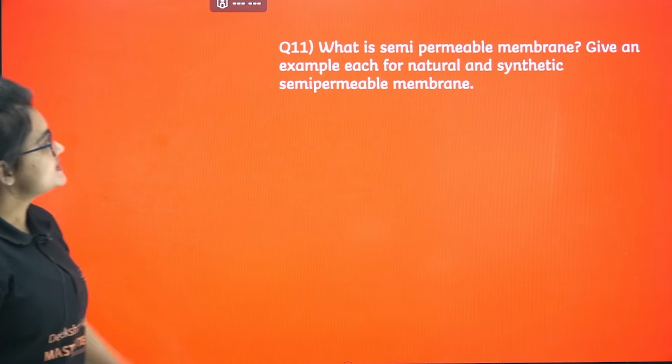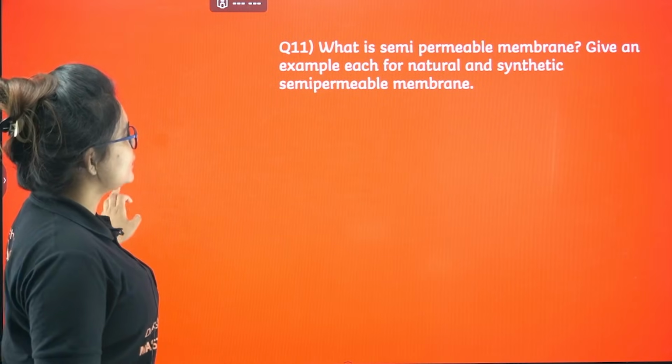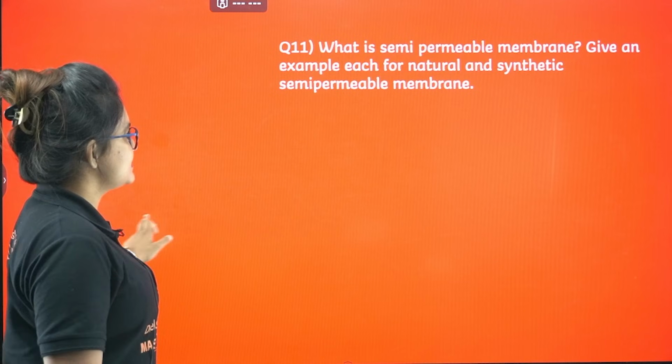Let's proceed further. What is a semi-permeable membrane? Give an example of each for natural and synthetic semi-permeable membrane.